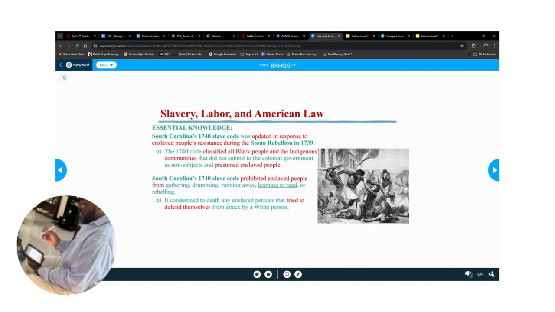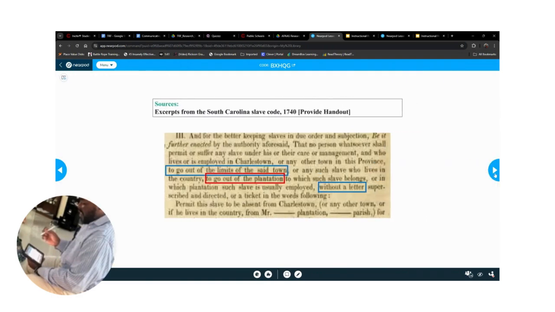Just reviewing what we talked about, right? And then it condemned, so again, could you defend yourself? No. Okay, let's keep going. All right, so we talked about this source already, right? Remember I broke this down, yes? Okay. Any questions about this source?